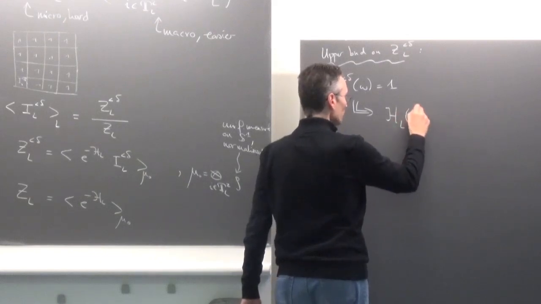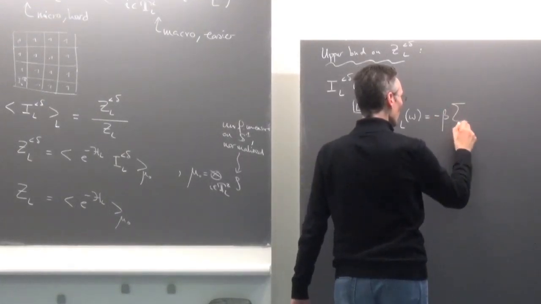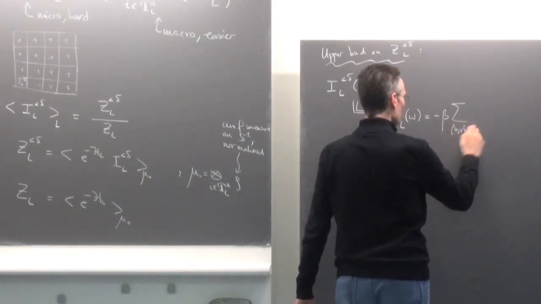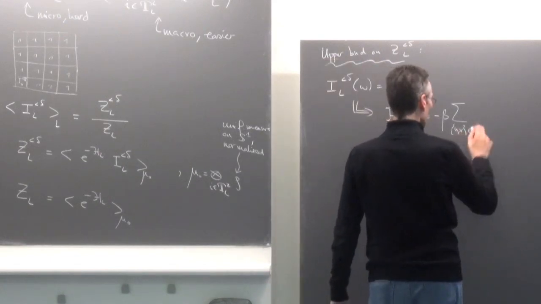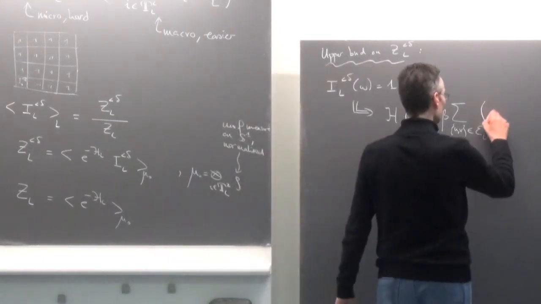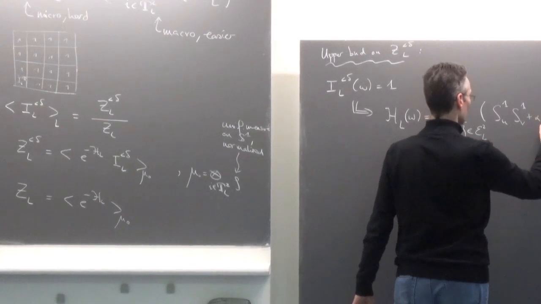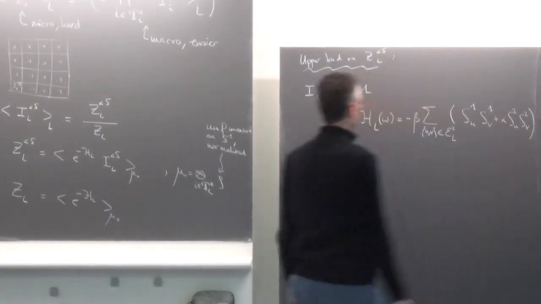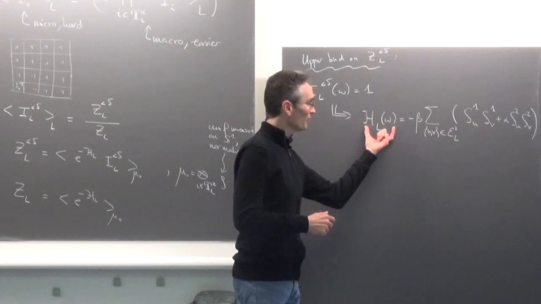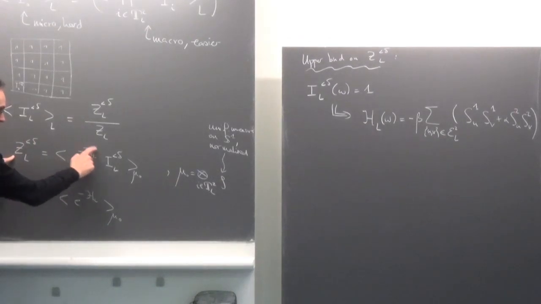So H_L of omega is equal, by definition, to minus beta, sum over all uv in the edges of the d-dimensional torus, of S_u^1 S_v^1 plus alpha S_u^2 S_v^2. Now I want to find a lower bound on this, so you see, I want an upper bound on Z. So an upper bound on Z means that I need a lower bound on H.